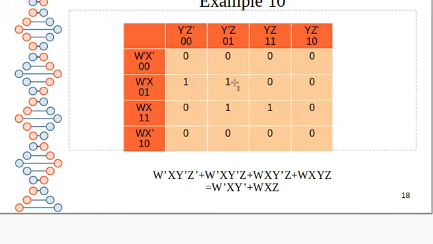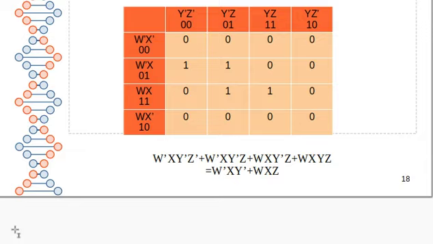So from these two we can see that w bar x is not changed, z has been changed, and y bar will be here. So w bar x y bar, and for this pair w x has not been changed and z has not been changed, y has been changed, so it will be dismissed. So w bar x y bar and w x z will be the final expression.